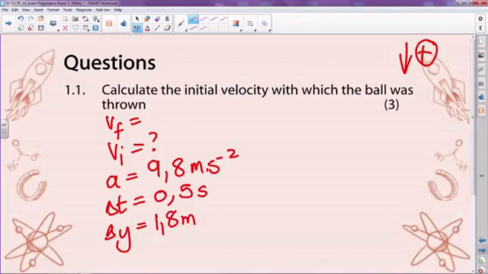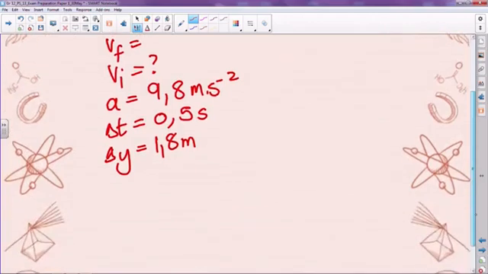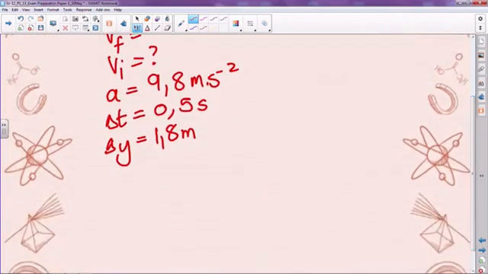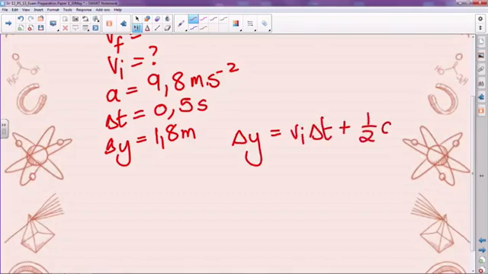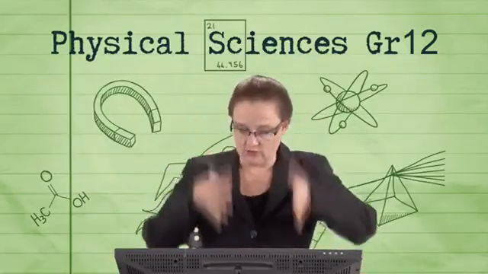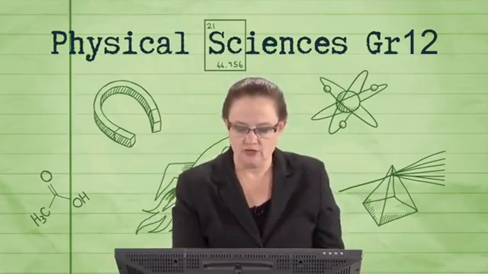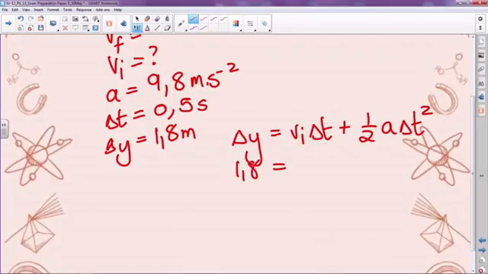Now we look at the information and we want VI. We go onto our information sheet, look at the equations that are given, and decide which one is most useful. Any equation with VF is useless to us because we don't know VF. So the one we're going to use is delta Y equals VI delta T plus a half A delta T squared. Now, grade 12s, please, it must be delta Y, not delta X, otherwise you're not going to get any marks. It's going in the vertical direction. So VI is what I'm looking for. Delta Y is 1,8. VI I'm looking for.